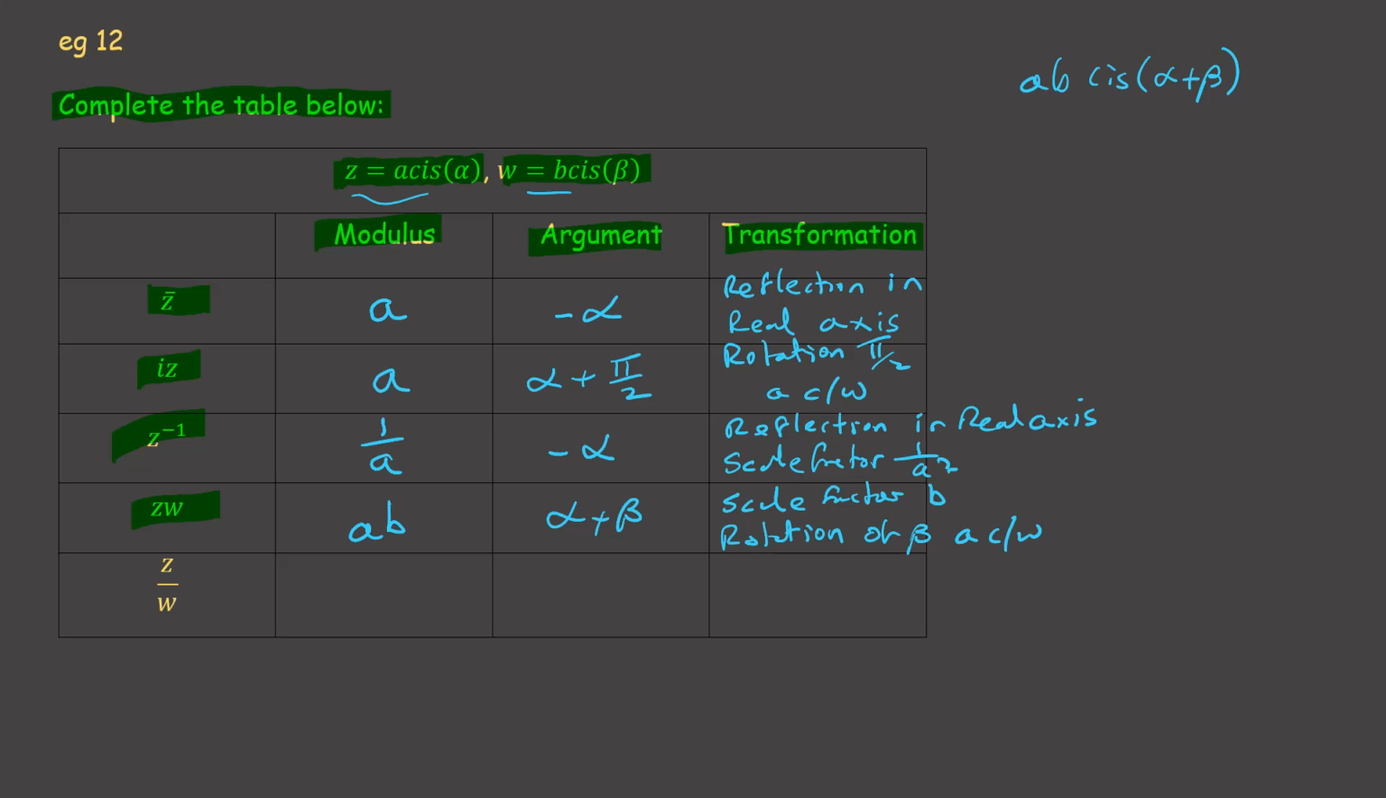And then finally here we have Z divided by W. So we know that that is going to be A over B cis alpha take beta. So the modulus would be A over B. Argument alpha minus beta. The scale factor is 1 over B, and it will be a rotation of beta, in this case, clockwise.